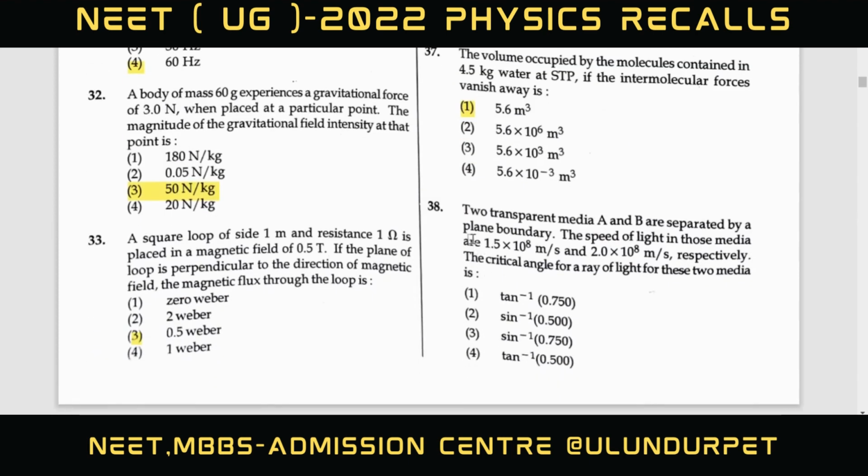38. Two transparent media A and B are separated by a plane boundary. The speeds of light in those media are 1.5 × 10^8 meters per second and 2.0 × 10^8 meters per second respectively. The critical angle for the ray of light for these two media is? The answer is option 3.